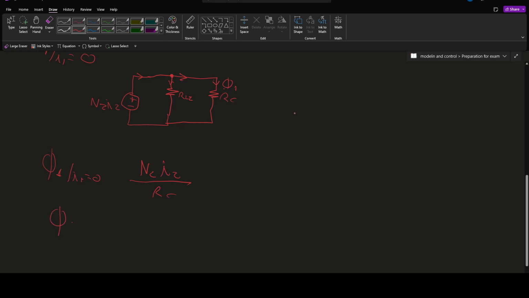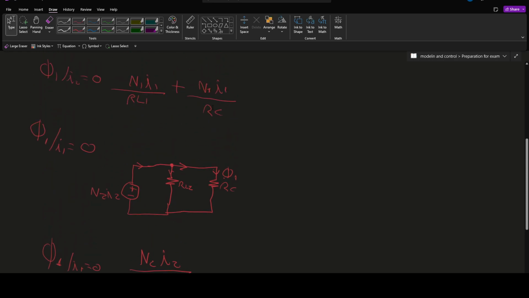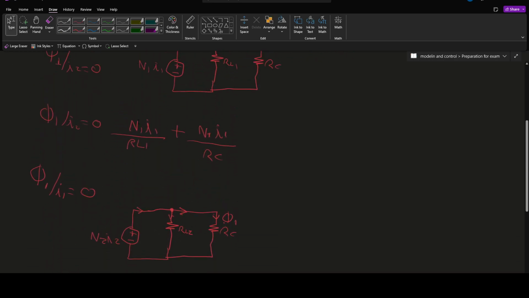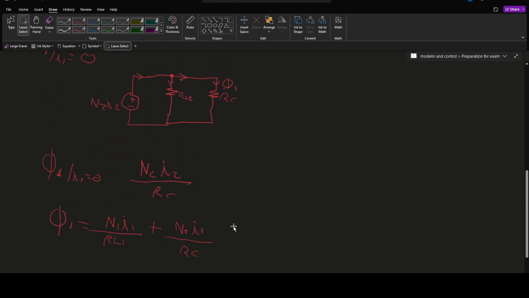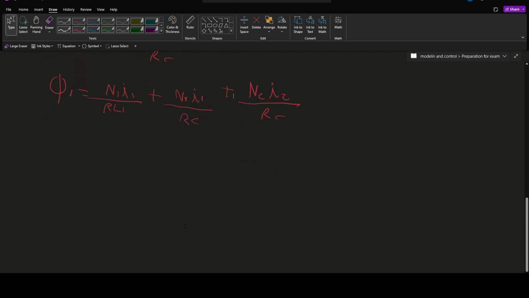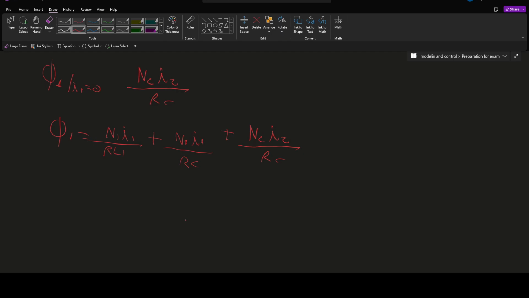So now we just put both of them together because of the superposition theorem, and we get these two fluxes, plus this one. So now we have phi1.